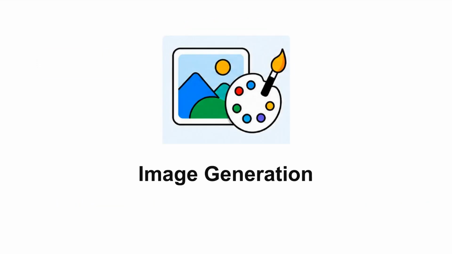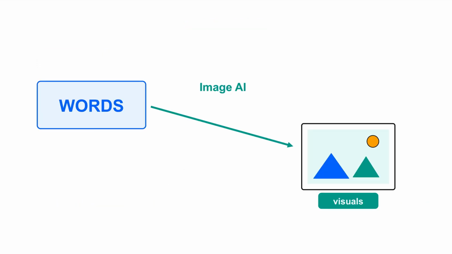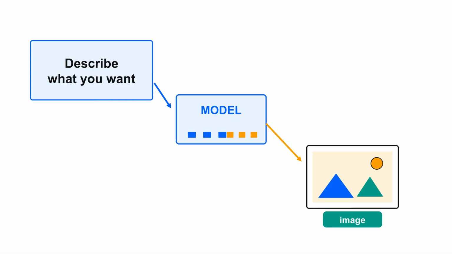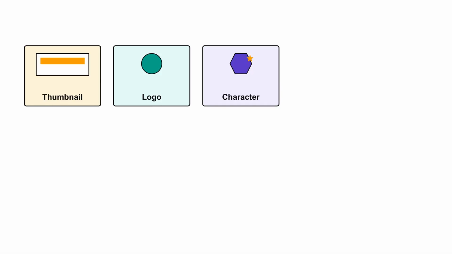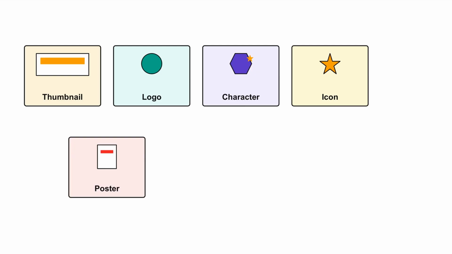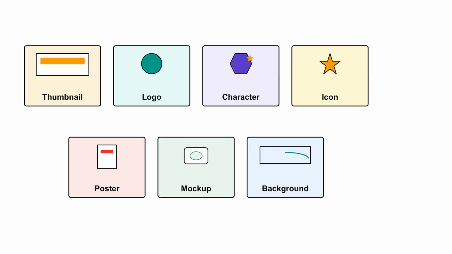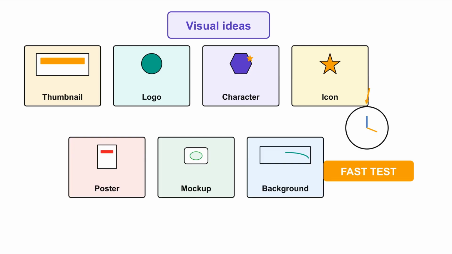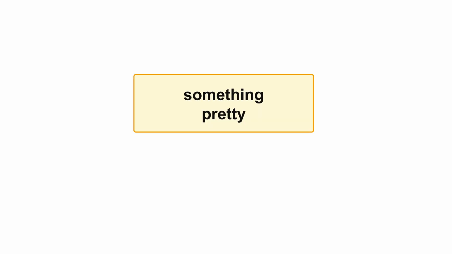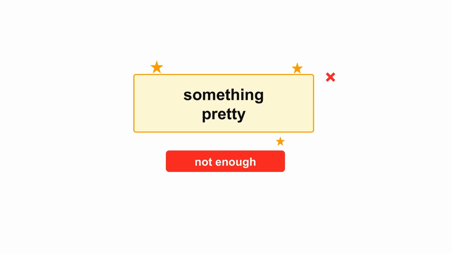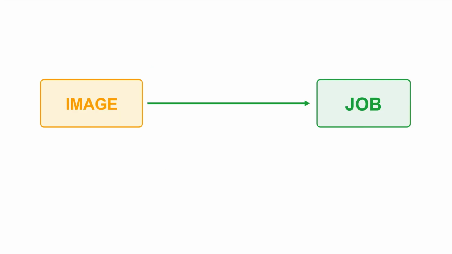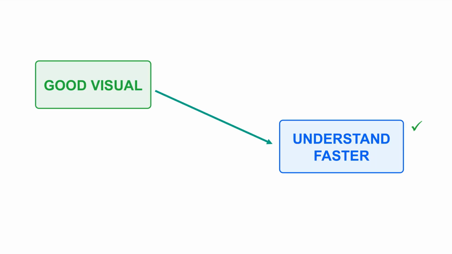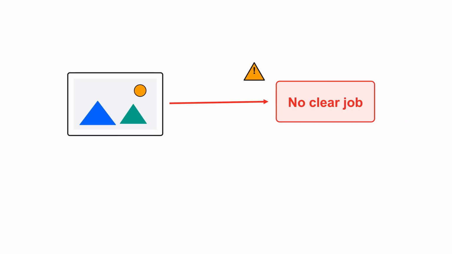Image generation. Image AI turns words into visuals. You describe what you want, and the model creates an image, a thumbnail concept, a logo idea, a character, an icon, a poster, a product mockup, a background. You can test visual ideas fast, but beginners make one mistake. They ask for something pretty. Pretty is not enough. The image needs a job. A good visual should help the viewer understand faster. If it does not, it is just decoration wearing expensive shoes.